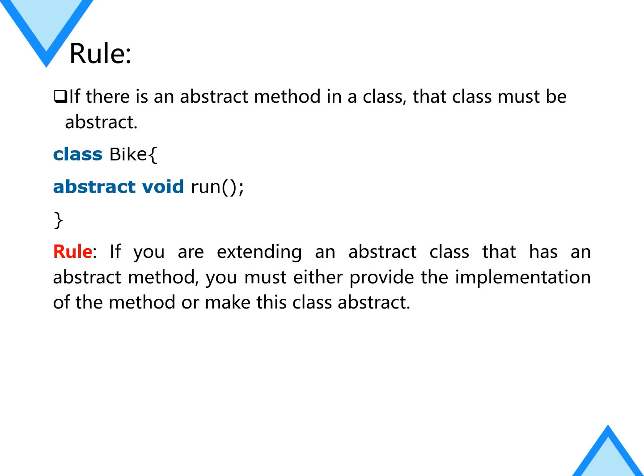The second rule is that if you are extending an abstract class that has an abstract method, you must either provide the implementation of the method or make this class abstract. If you are going to extend an abstract class which has an abstract method, you have two choices: either provide the implementation of the method or make the class abstract. Either you make the method non-abstract and provide the implementation.